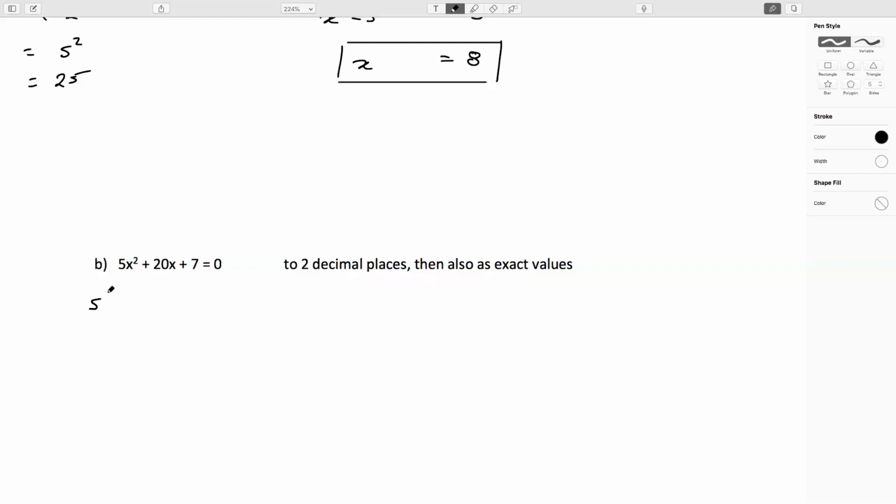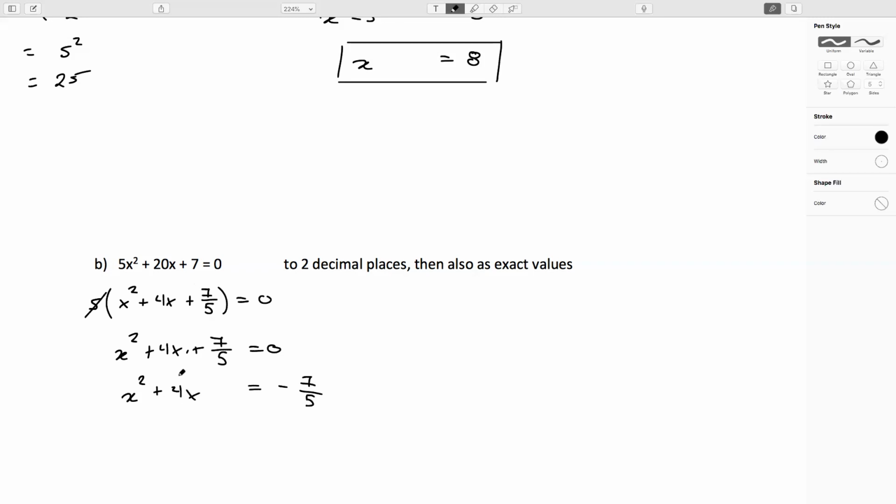I can write it as 5 times x squared plus 4x plus 7 over 5 equals 0. I just divided 5x squared by 5, 20x by 5, and 7 by 5. And unfortunately, I've got this fraction. I can now get rid of the 5 because it equals 0. And I'll just be left with x squared plus 4x plus 7 over 5 equals 0. And now we've got to complete the square. Move the 7 over 5 to the right by subtracting it. We're reversing the addition. X squared plus 4x equals negative 7 over 5.